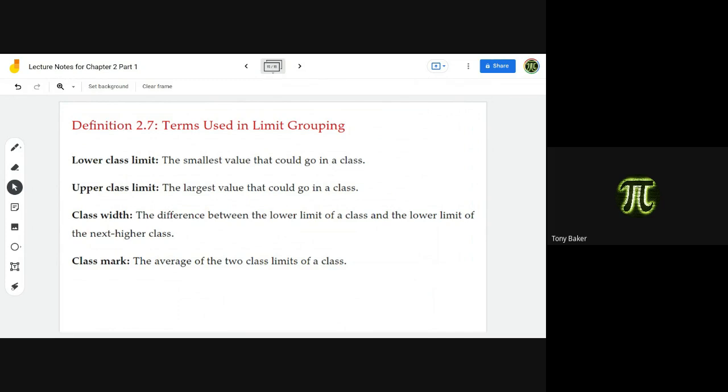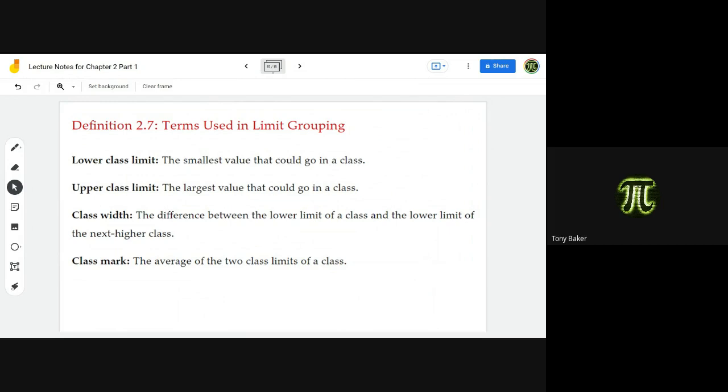Or actually, it wouldn't be 35. It'd be 34.5 because that's exactly in the middle between 30 and 39. Okay? Most of the times your class marks will end up being decimals because you're having the average of two numbers in there. So a lot of times it will come out to be decimals, and that's fine.